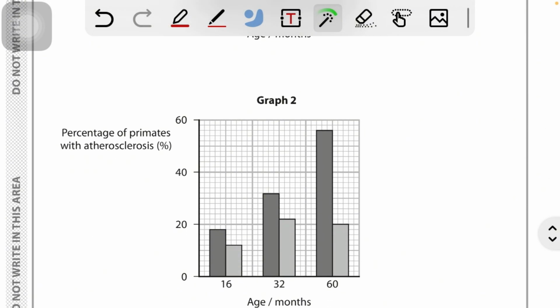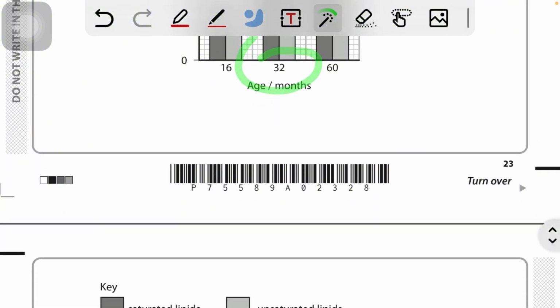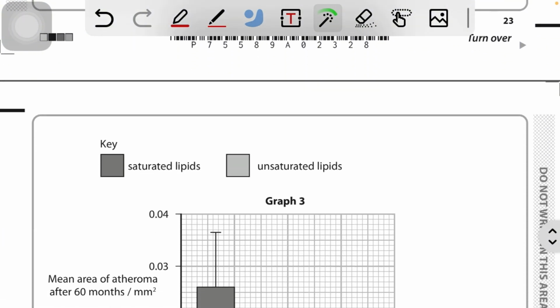Okay, so let's see the other graph. Percentage of primates with atherosclerosis, month slash age. At 16 months, the saturated is always higher than the unsaturated. Like in 60, the unsaturated is much lower than at 32. Okay, so let's see the question. I hope the question is another graph. I'm so sorry.